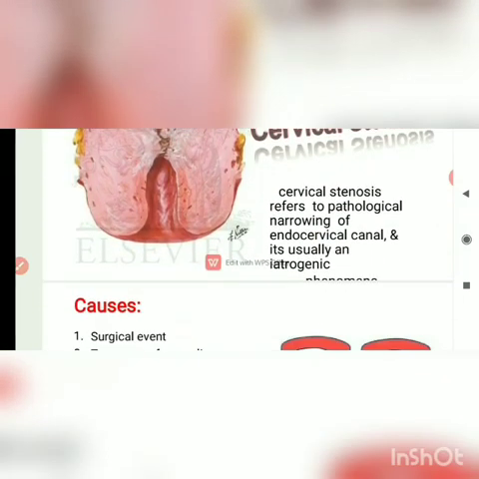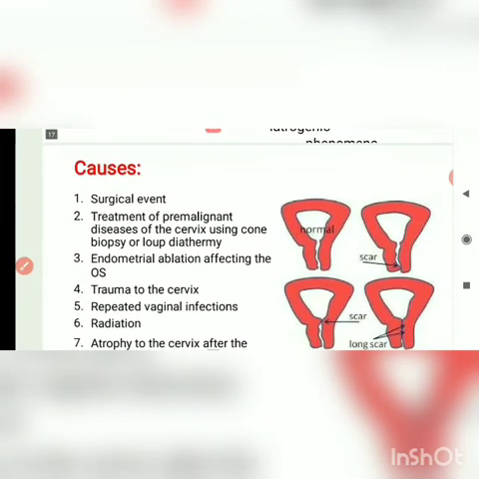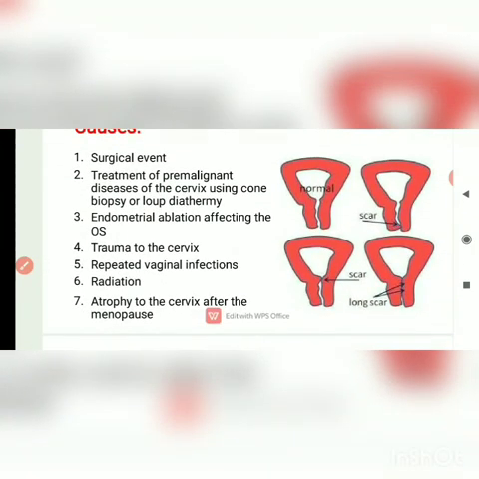So what is cervical stenosis? Cervical stenosis, as the term stenosis tells, refers to pathological narrowing of the endocervical canal, and it is due to an iatrogenic complication, okay? So any repeated surgical event, treatment of pre-malignant diseases of the cervix using cone biopsy or diathermy, all these things will lead to cervical stenosis. Okay.